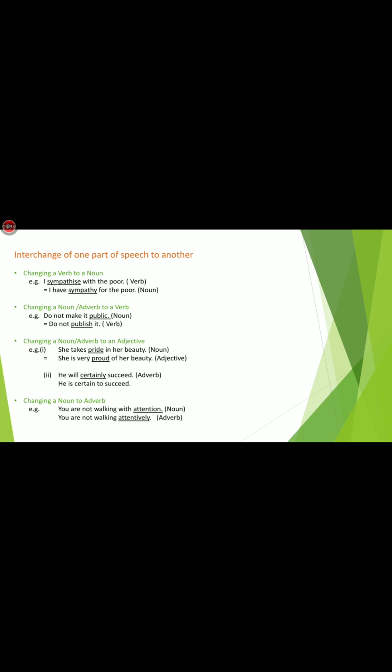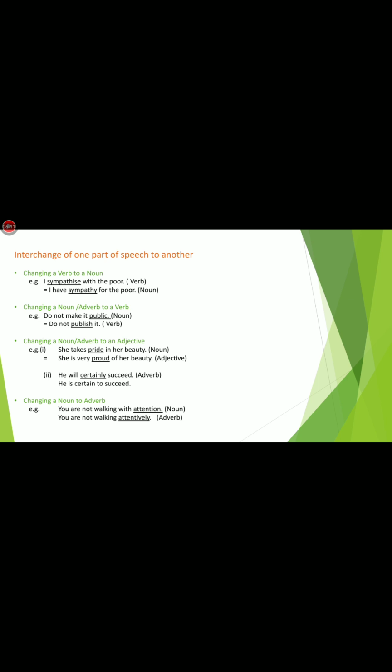Next method is changing a noun or adverb to a verb. Do not make it public. Now, public is a noun. So, we have to make it into the verb form. So, do not publish it. Changing a noun or adverb to an adjective. She takes pride in her beauty. So, pride is the abstract noun. So, we have to use the adjective form of pride. She is very proud of her beauty.